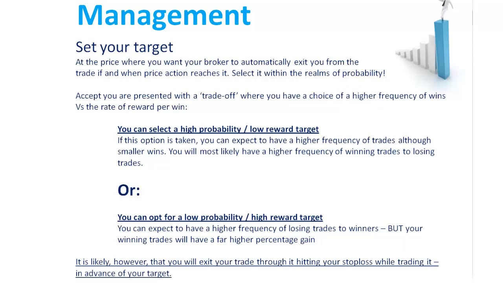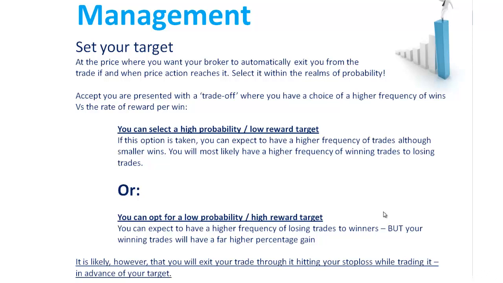So moving on to selecting your targets, you just want to essentially set your target at a price where you want your broker to automatically exit the trade, supposing it goes in your direction and you're away from the charts. But obviously select a target which is within the realms of possibility and probability. Remember that quite often, especially amongst the newer traders out there, there's a bit of a gulf between what they want to happen in terms of their trade hitting target and what is likely to happen. So there are 2 types of profile really. You can select a high probability low reward target, bearing in mind there's a trade-off between high probability low reward or low probability high reward.